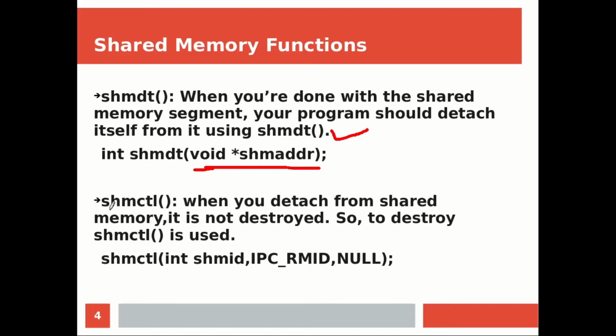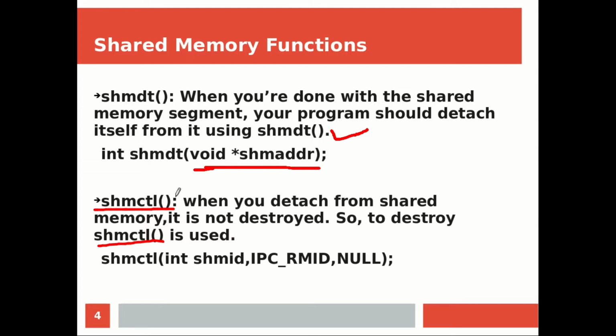And finally, destroy the shared memory using the SHMCTL function. So the SHMCTL function is used to destroy the shared memory. When you detach from shared memory, it is not destroyed. So to destroy the shared memory, use the SHMCTL function. SHMDT will only detach the shared memory from the attached process, but it will not get destroyed. In order to destroy this shared memory, you should use the SHMCTL function.